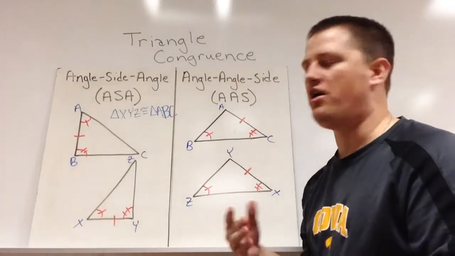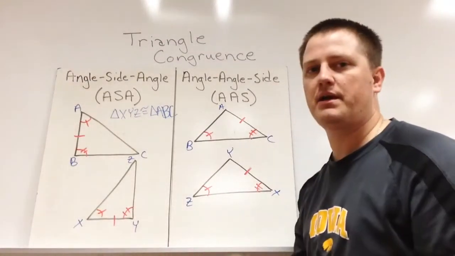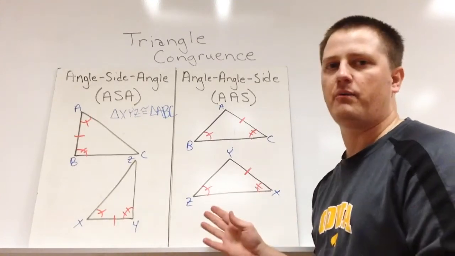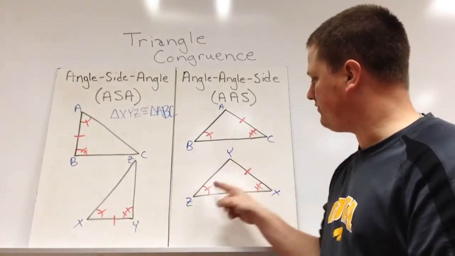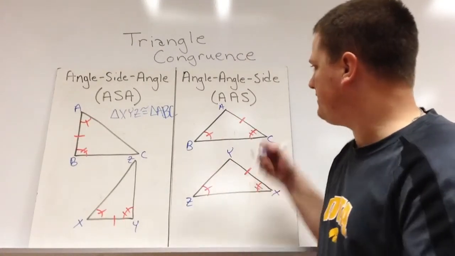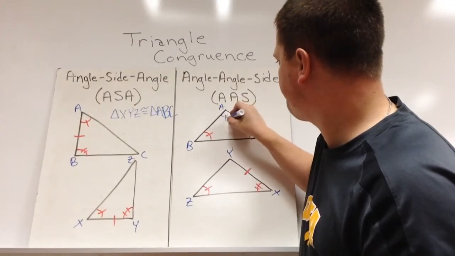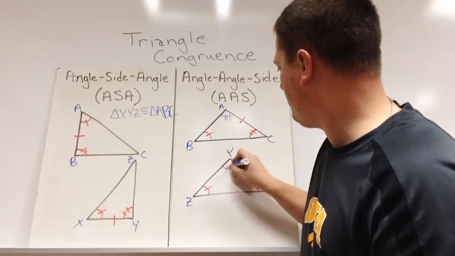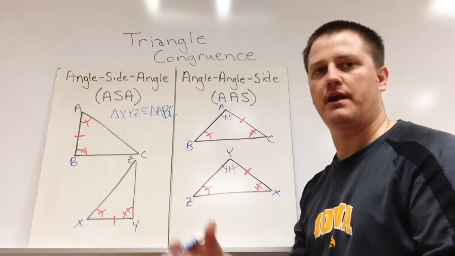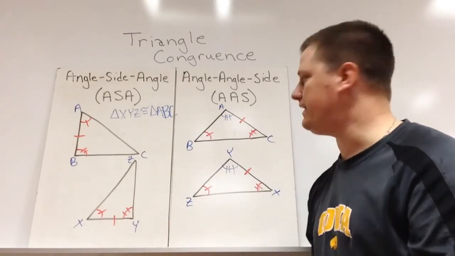Angle, angle, side also works as a congruence. Now this one can be a little bit more confusing for people to understand why it works. The reason it works is if we have two angles that are congruent, that means the third angle is congruent. So what this means is the angle A is congruent to angle Y because 180 minus those two congruent angles are going to leave us with the third angle being the same.